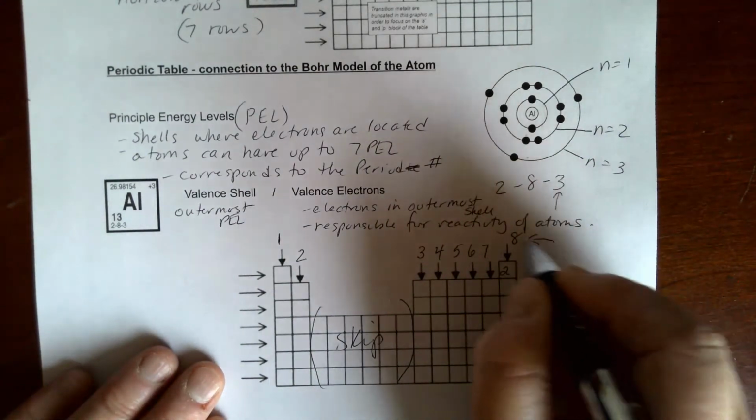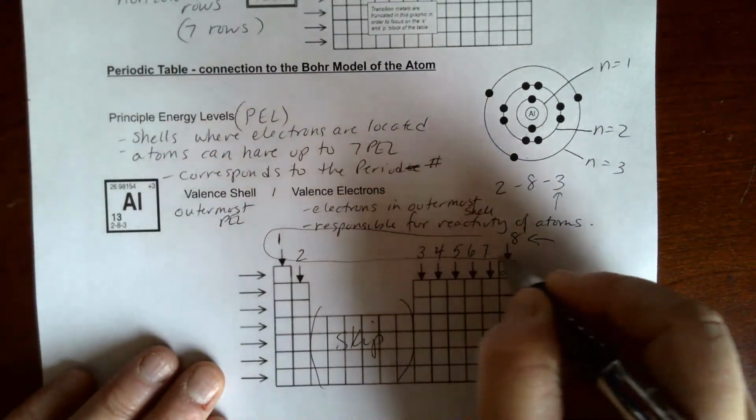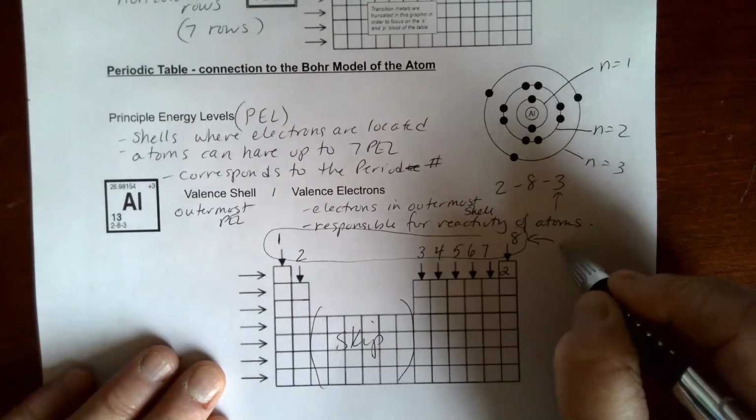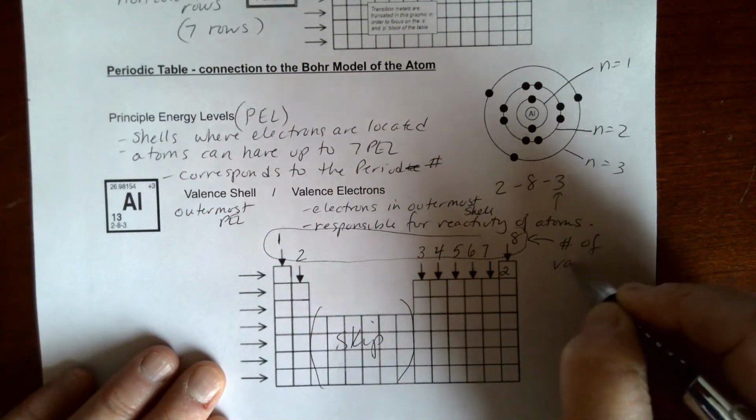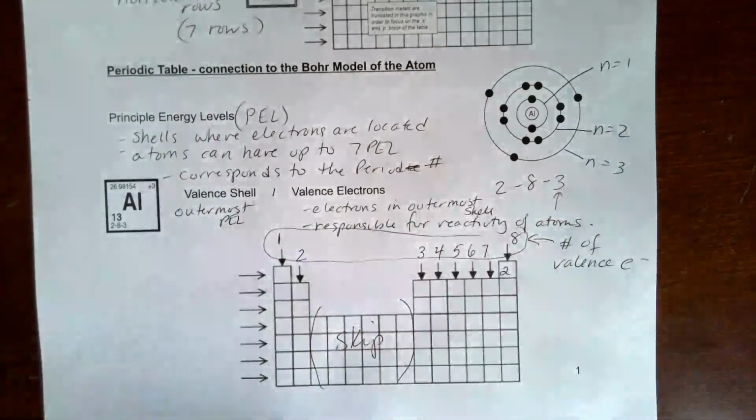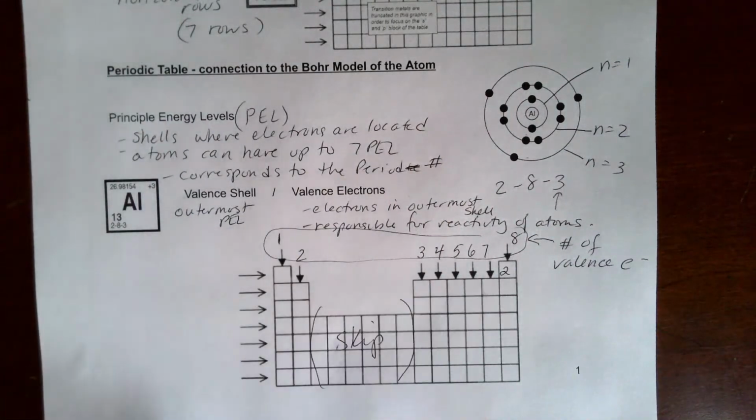So let's take note of these numbers here. These are the number of valence electrons. It's very handy to know that shortcut.